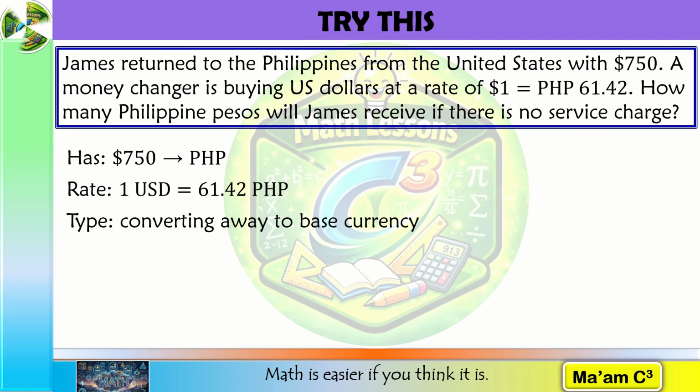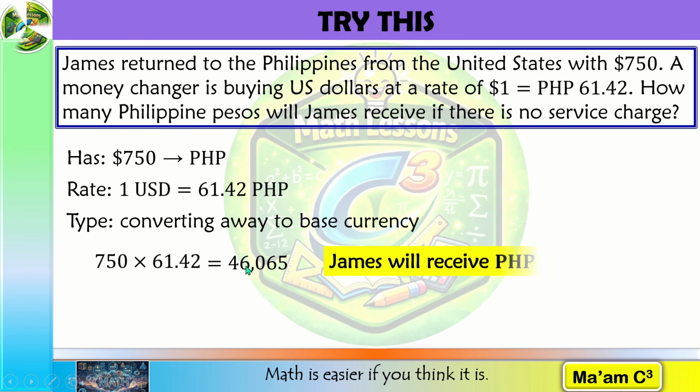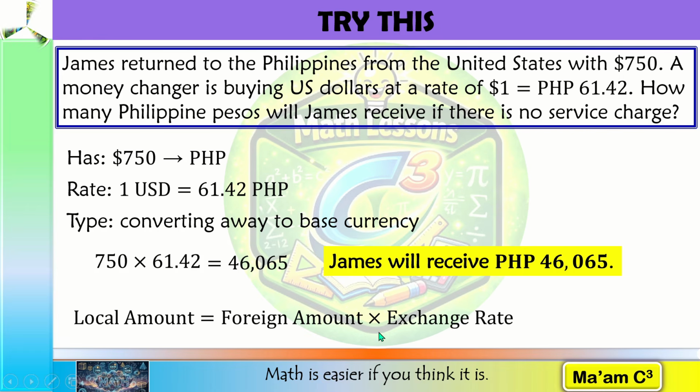If that is the case, are we going to multiply or divide? We're going to multiply. So let's multiply 750 with 61.42. And this is 46,065. Therefore, James will receive 46,065 Philippine pesos. Or you may also use our formula: local amount is equal to the foreign amount times exchange rate. The foreign amount is 750 times the exchange rate, 61.42. Still, you'll get the same answer.